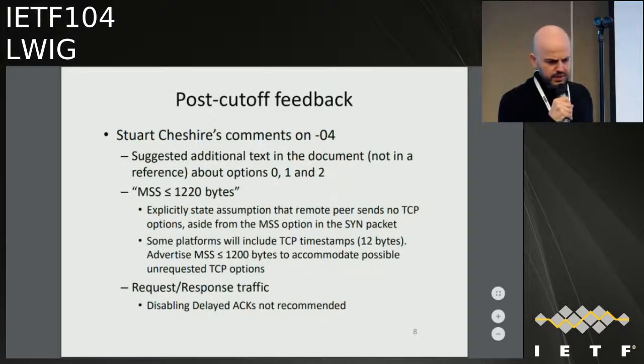Then about the recommendation of setting the MSS not larger than 1220 bytes, he suggested to explicitly state that there's an assumption here, that the remote peer sends no TCP options aside from the MSS option in the SYN packet. And he went further to explain that some platforms will include TCP timestamps, which in this case will add 12 bytes to the TCP header. And perhaps it would be good to advertise an MSS not larger than 1200 bytes in order to accommodate possible unrequested TCP options. And another suggestion was not recommending disabling delayed acknowledgements when we have request-response traffic.